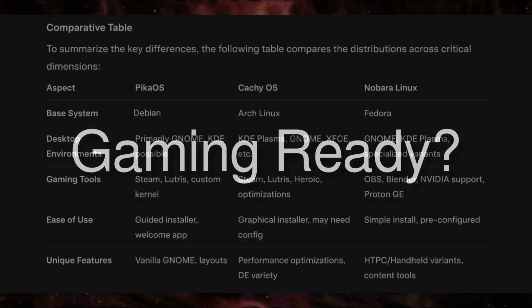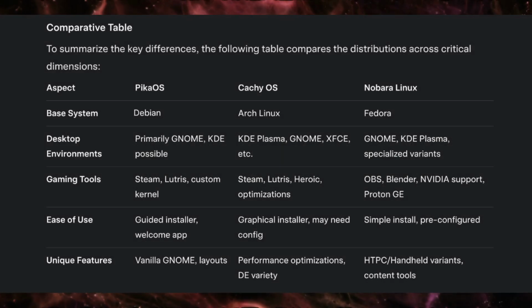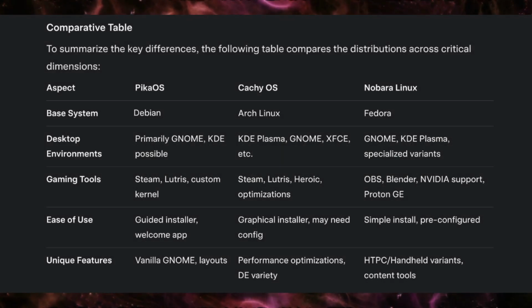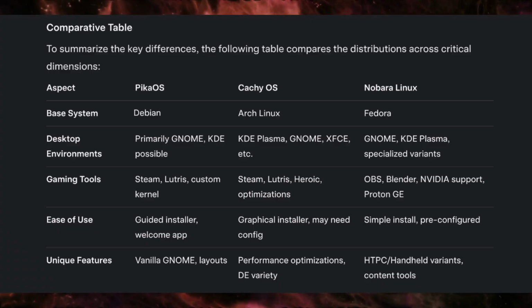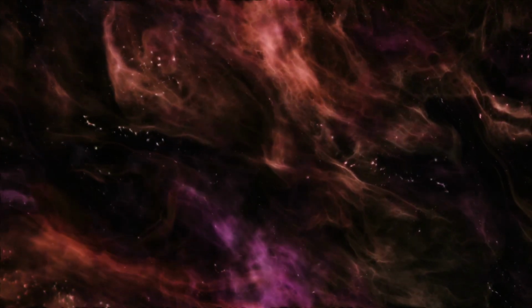All three are tailored for gamers, and here's how they stack up. PikaOS includes a game utilities meta package: Steam, Lutris, MangoHud, Wine, and others. It also includes a custom kernel and NVIDIA support right in the welcome app.